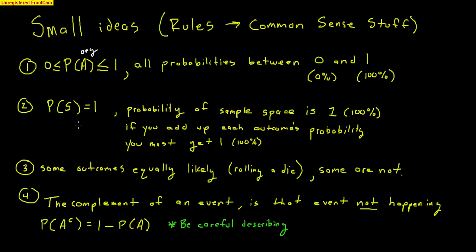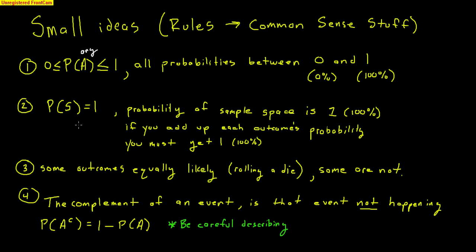All right, the third rule is that some outcomes are equally likely. For example, rolling a die. If you roll a die, each outcome is equally likely, 1/6 each. Some outcomes are not equally likely. For example, winning a race, losing a race, or tying a race, those probabilities could all be different. So it's a very simple common sense thing that sometimes you could have outcomes that are equally likely.